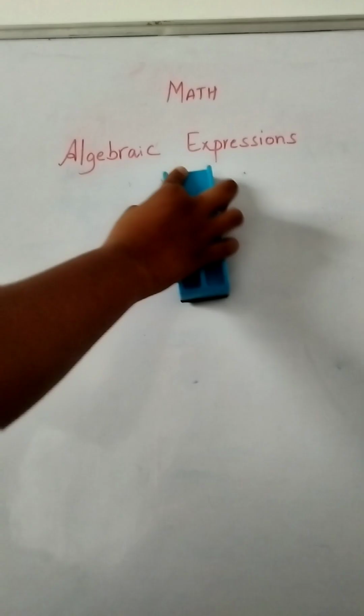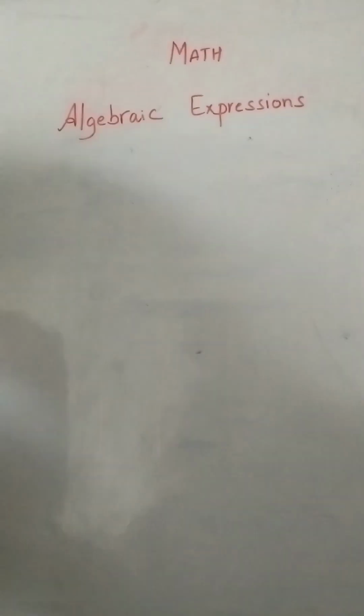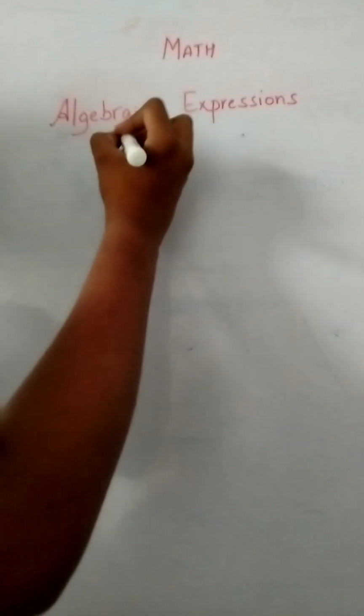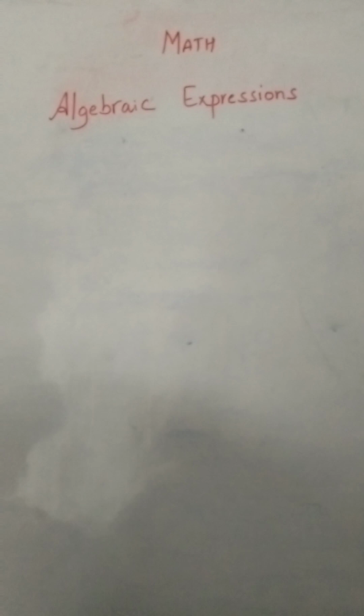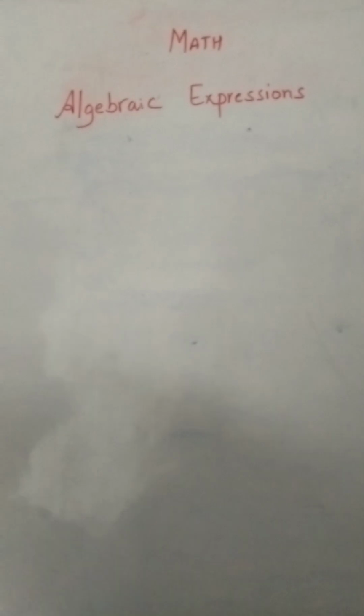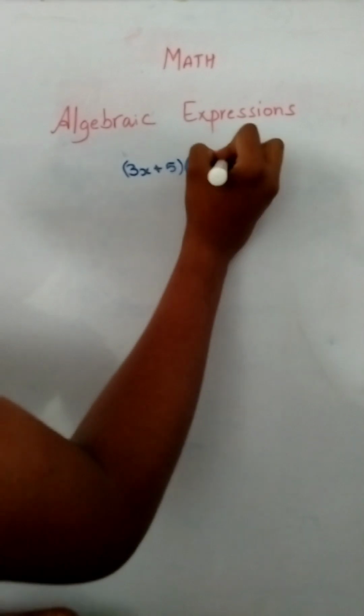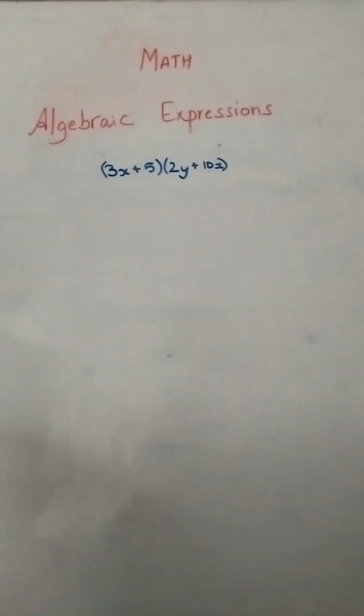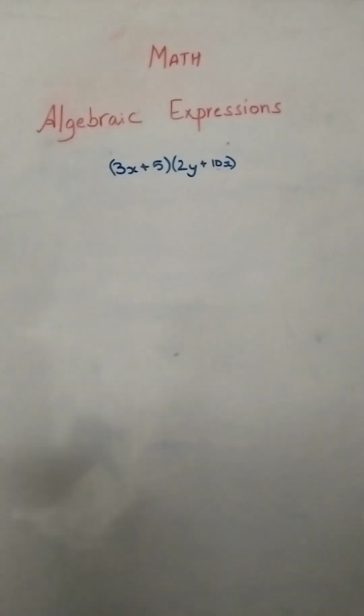Now let's take up a binomial into a binomial. So let's take two completely different binomials. Let's take 3x plus 5 into 2y plus 10x. Now we can see that there are two binomials and we cannot exactly multiply both of them in a simple way, so let's do one simple thing.